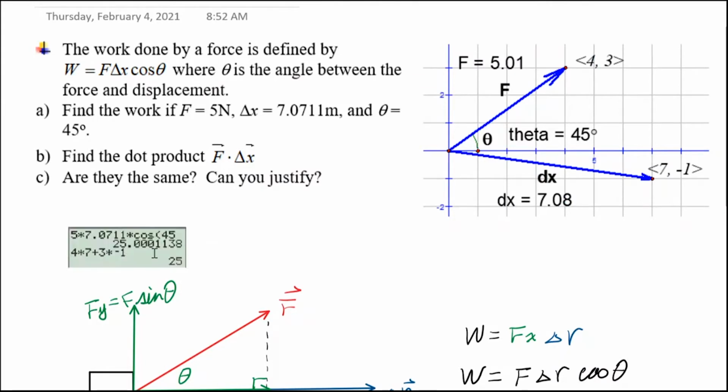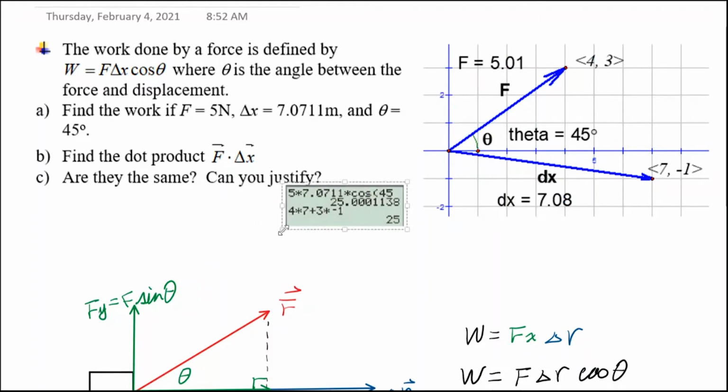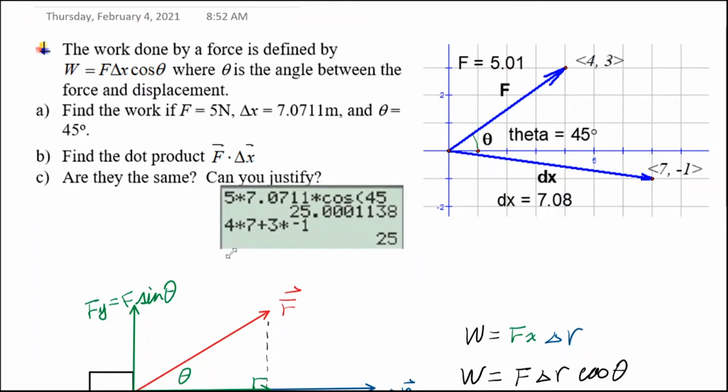For the useless students who didn't bother to do what I told you to do, here's the correct answer. This thing times this thing, cosine 45, is almost 25. And then if you take a dot product, that's 20. Can they be the same thing?